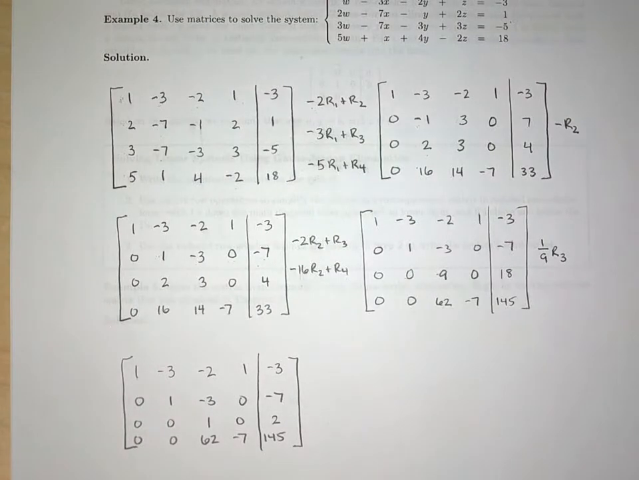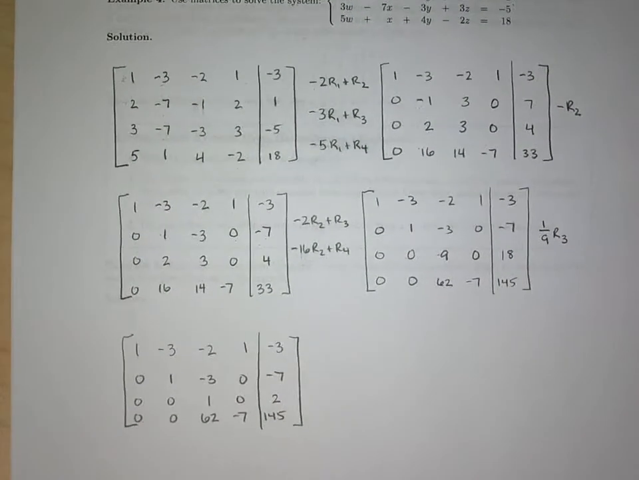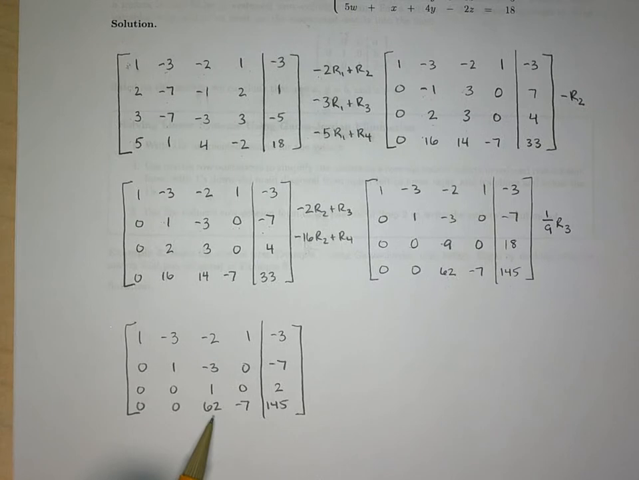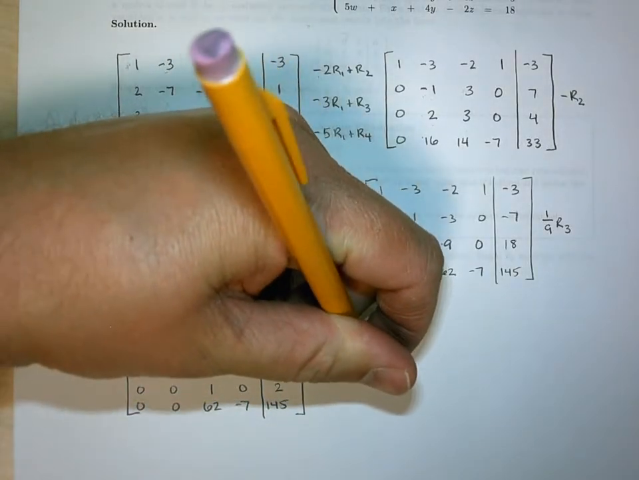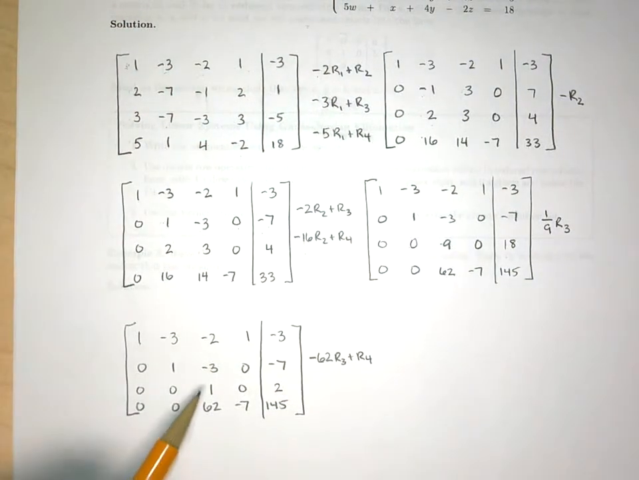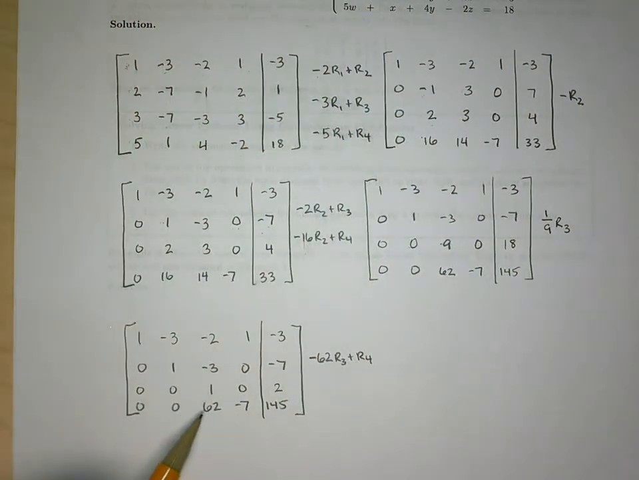So now I have that 1 in my third column, but I'd like a 0 below it. I always want a 1 in the column and then zeros below it. I've got a 1y here and a 62y here. So if I multiply that third row by negative 62 and add it to the fourth, we would now have negative 62y plus 62y, and those would cancel out.